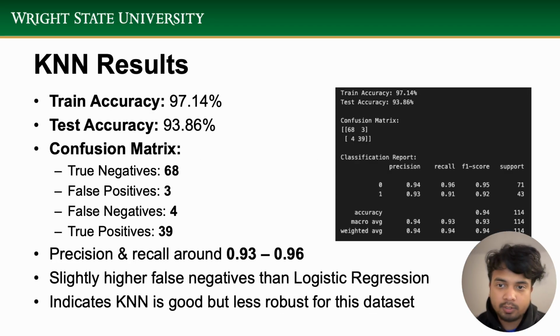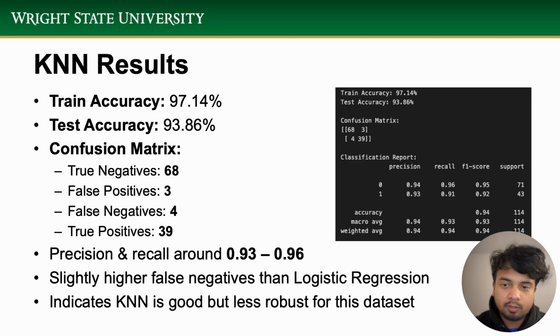And now talking about its result, it achieved a training accuracy of about 97% and a test accuracy of 93.9%. The confusion matrix shows 68 true negatives and 39 true positives. Compared to logistic regression, KNN has more false negatives, specifically 4 false negatives, meaning it missed 4 malignant cases.